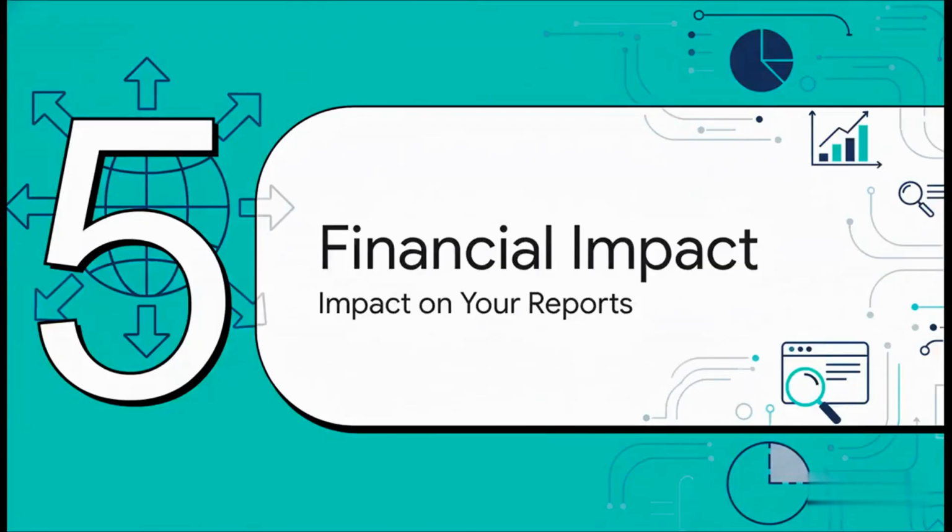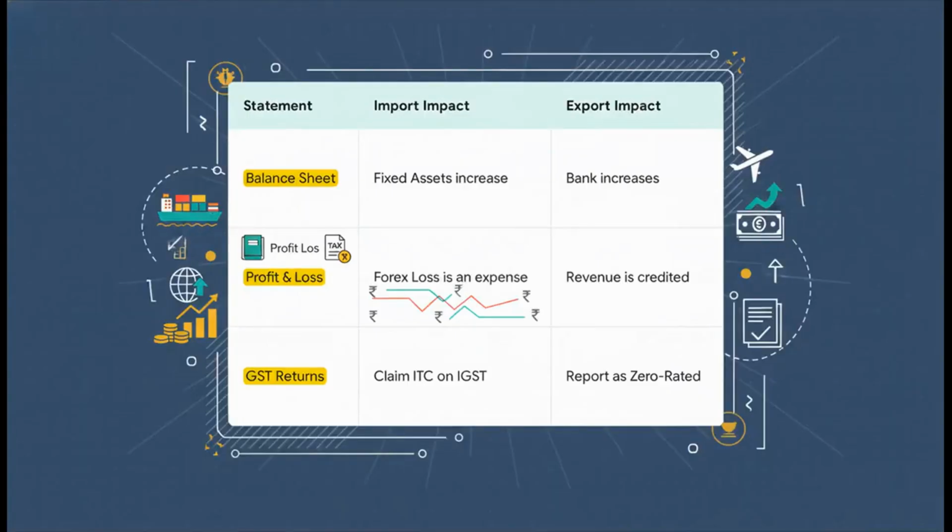Okay, so we've been deep in the weeds with all these individual entries. Let's zoom out for a second. What does all this actually mean for your big financial reports? Let's look at the big picture impact. This table really pulls it all together. Let's walk through it. On the balance sheet, you can see the import made our fixed assets go up, while the export increased our cash in the bank. Simple. Now the profit and loss.